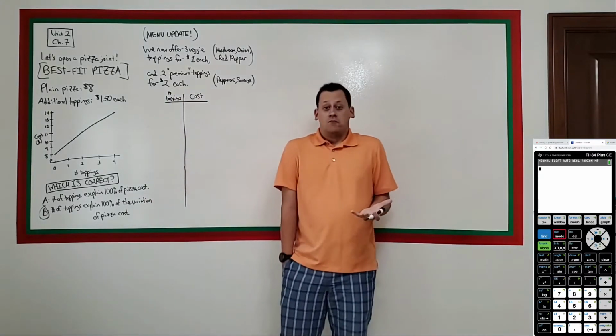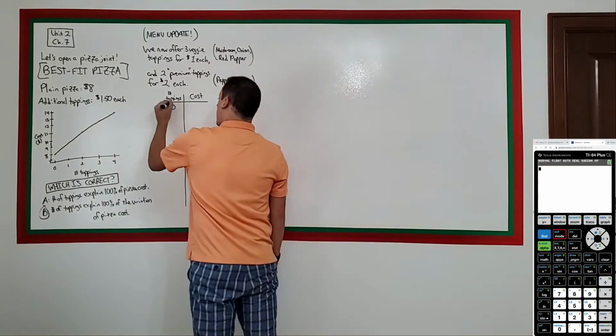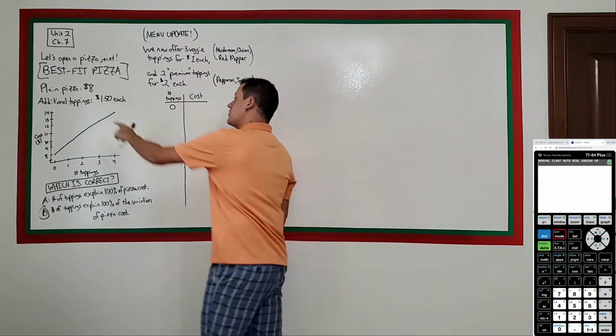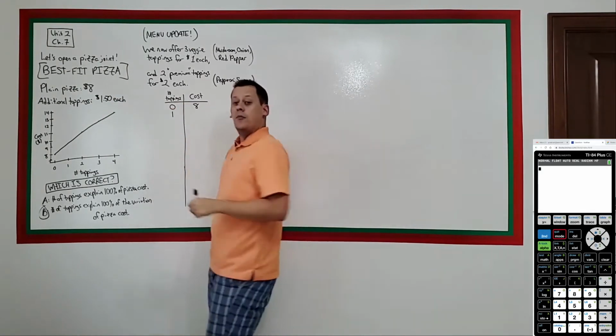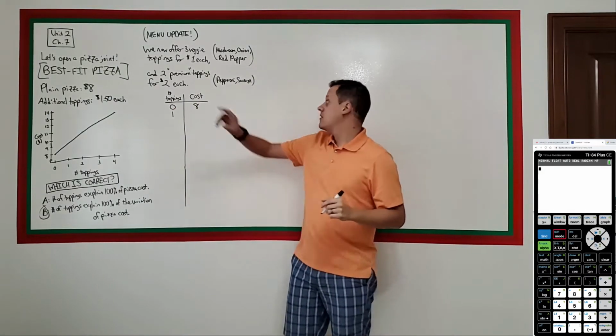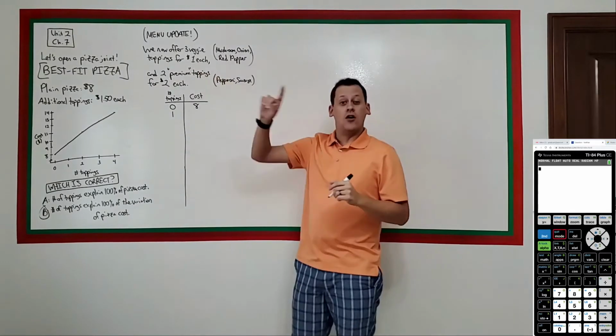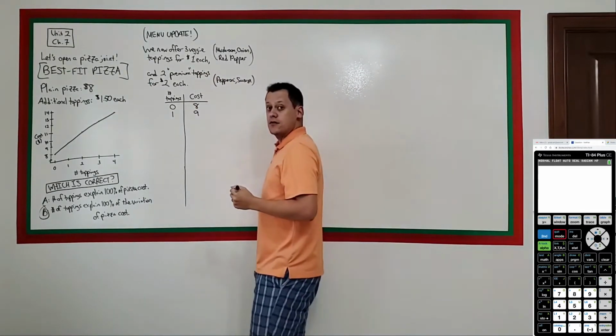So maybe someone just wants a plain pizza, they don't want any toppings. That's still going to cost them $8, just like it used to. But if they want one topping on their pizza, there are 2 different options. They can go for one of the veggie toppings that costs $1 extra. That would make the pizza $9.